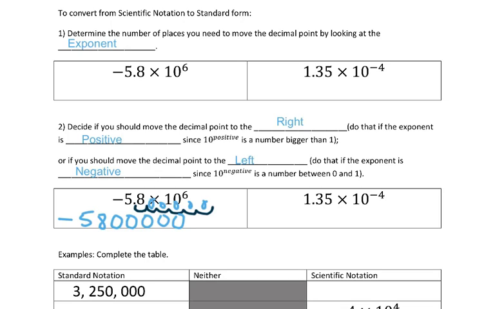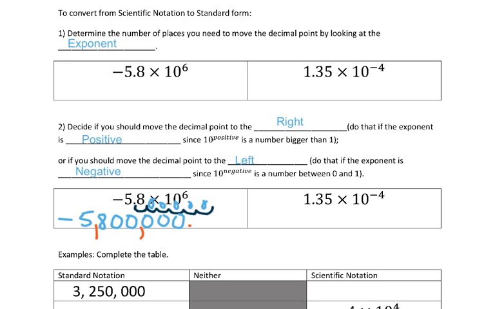Now, a very common mistake is that people sometimes think that the exponent tells you how many zeros there are, and that is not true. The exponent tells you how many times to move the decimal point. Now, the last thing I'm going to ask you to do is go back to the problem, count from the back. Every 3 you're going to put a comma. And the reason we do that is so that it makes it easier to read. So this number is -5,800,000.